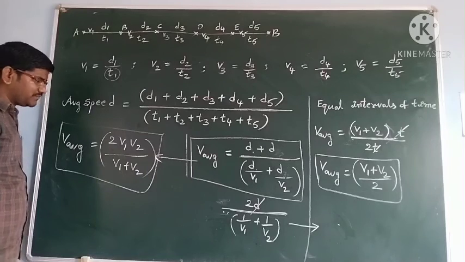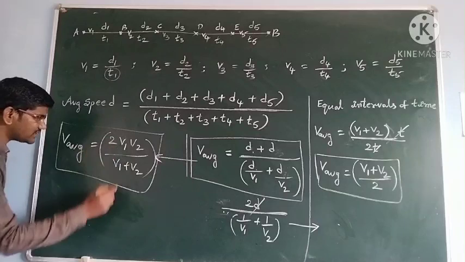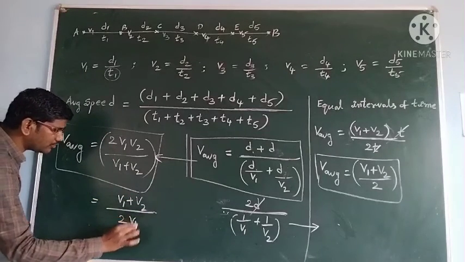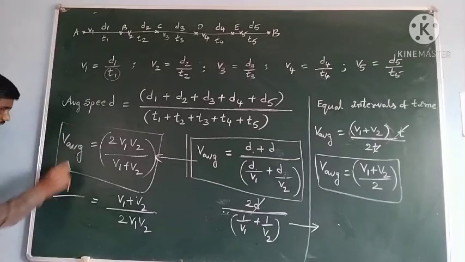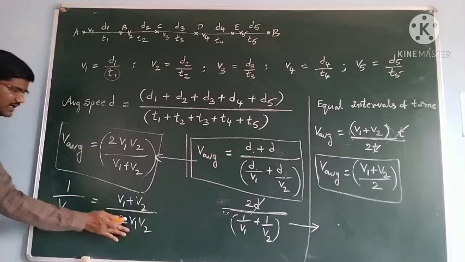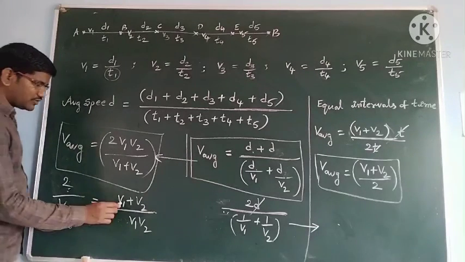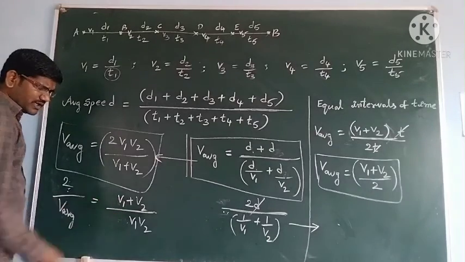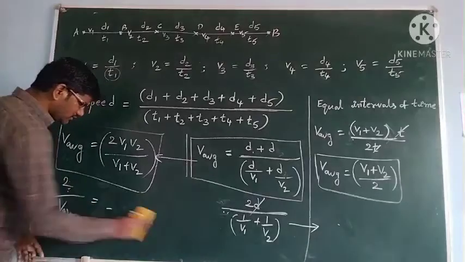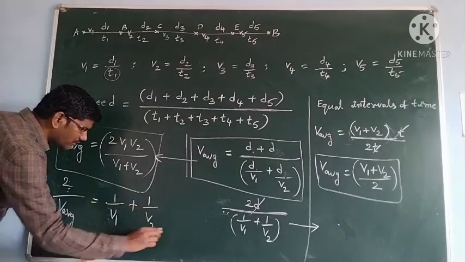Okay students, and I can take the reciprocal of this one. If I take the reciprocal, then it will become V1 plus V2 by 2 V1 V2, that is 1 by V average. And send this 2 to here. Then 2 by V average equal to V1 plus V2 by V1 V2, and that is nothing but you can write like this also, 1 by V1 plus 1 by V2.